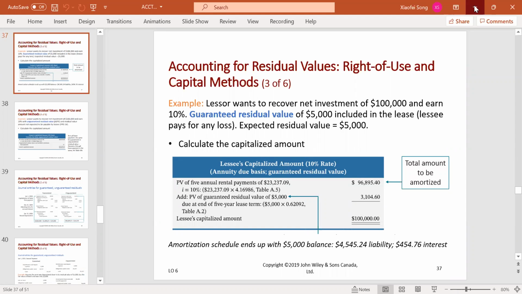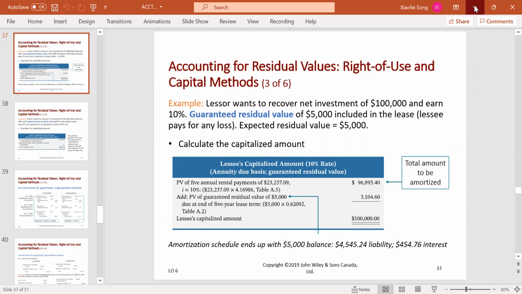So the example included these two, right? This one assumes there's no residual value, and you see the lease payment will be a little higher than the one we did earlier. So 23,237 with the residual value, and without the residual value it is 23,982, right? So for the lessor, without the residual value, the rental will have to be higher. With the residual value, regardless of whether it's guaranteed or not, the rent will be lower. These are the two examples we contrasted.